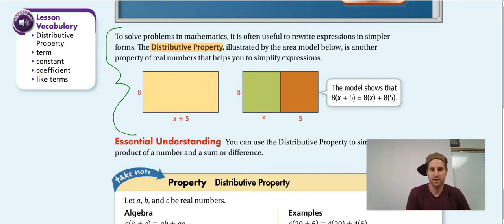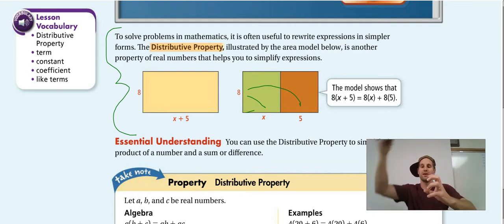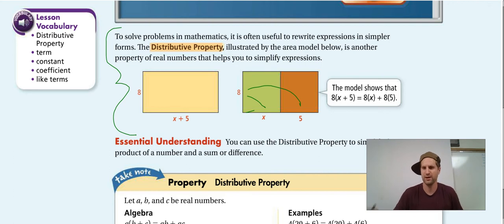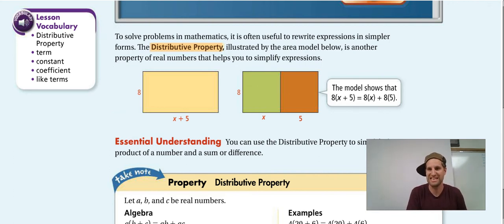So take a look here. We have 8 on this piece and x plus 5. This is kind of using algebra tiles, which is what this is modeling. We have 8 by x wide and 8 by 5 wide. So instead of 8 times x plus 5, we could show this as 8 times x and 8 times 5. The distributive property is taking something and distributing it to different people, or handing it off to different people.